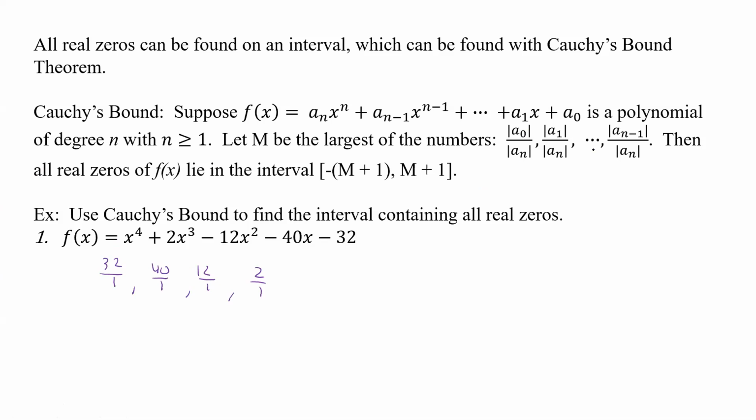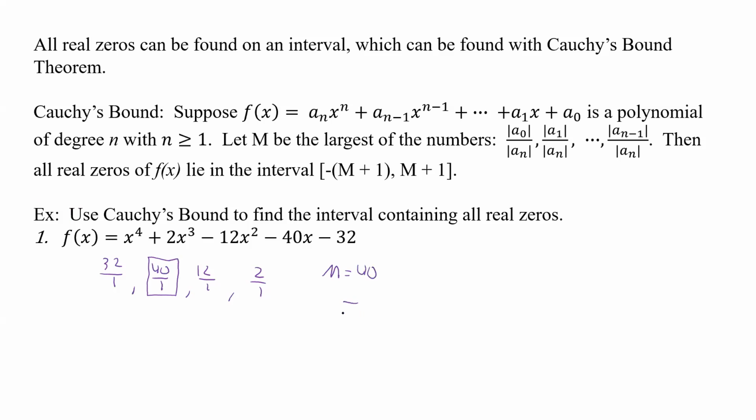We basically have taken the absolute value of each of them, and now we divide them, so it's just the number in the numerator. So 32, 40, 12, and 2. Which one is the largest? Well, this one is the largest, so M is equal to 40.